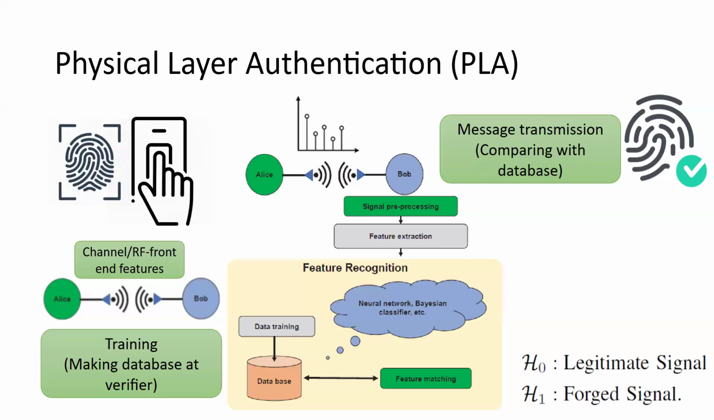And these are examples of what you can use and the features you can extract. So the channel or RF front-end features, training phase, making a database at the verifier. So you have the channel here, you have Alice and Bob, signal pre-processing, feature extraction, you store these things in a database, and then you start using them to verify or authenticate any new signal.